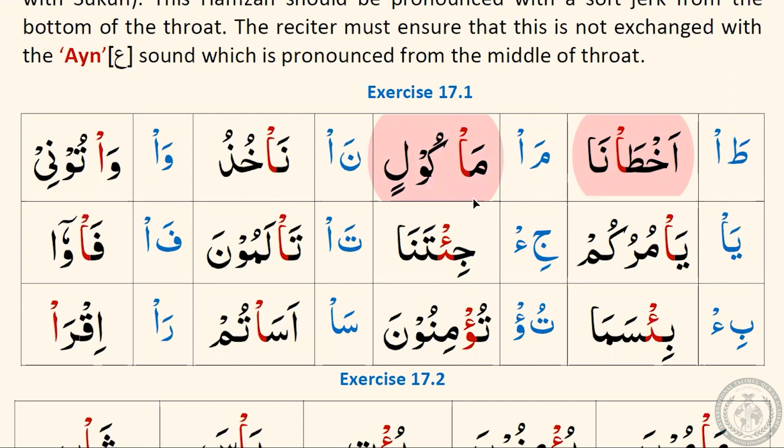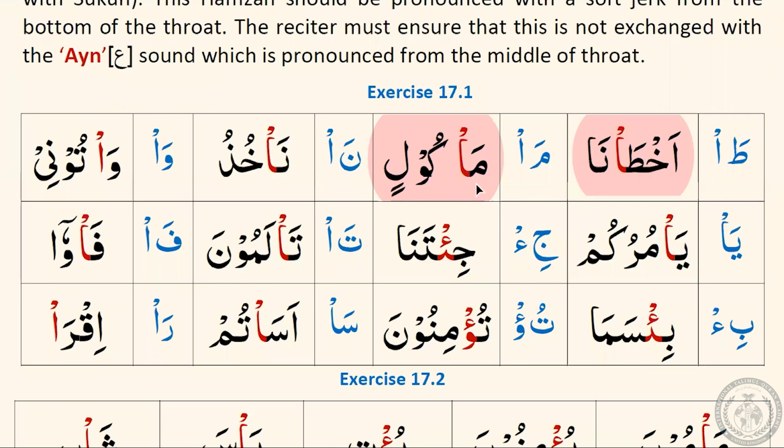Ma'kulun. Kulin. Okay, good. So just a few things. We've got an alif sakin, so we have to do a jerk sound there. But when you read it, it sounded like an iron, okay? So we must make sure it's not an iron sound.